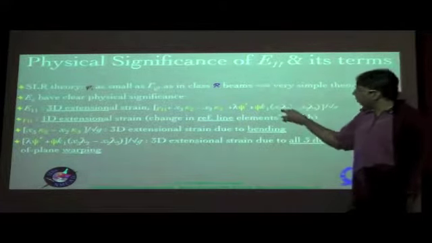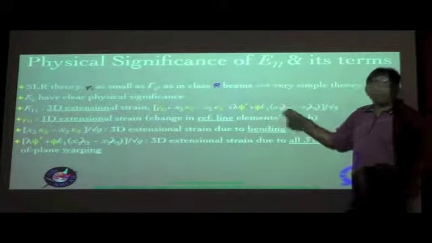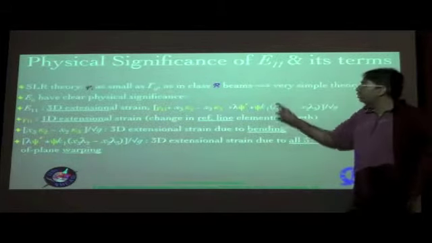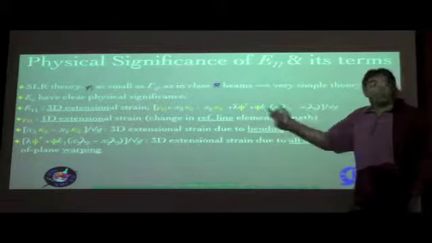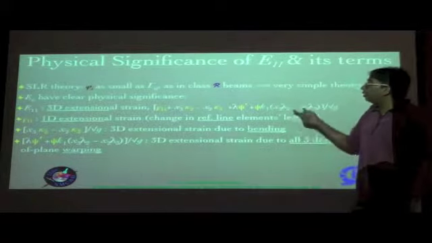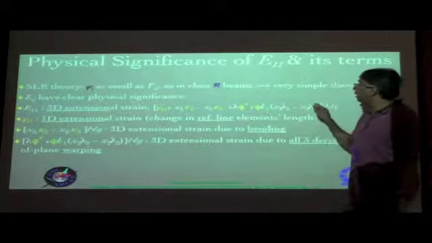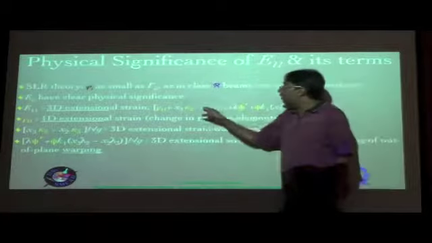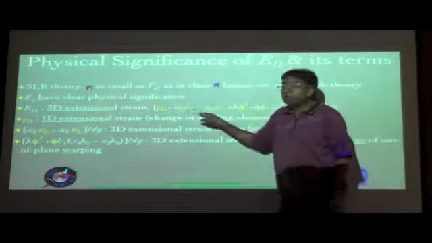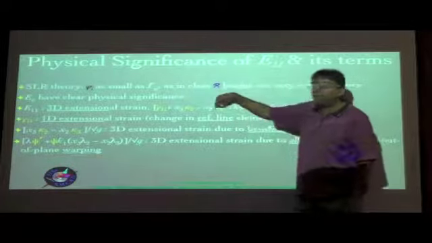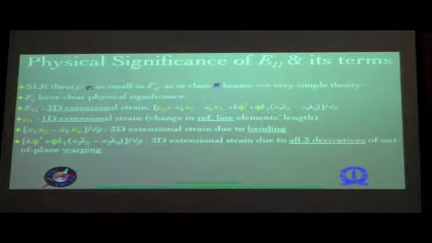But warping is small, and in turn it is multiplied by the pre-twist, which is also small. So therefore, a product of two small quantities again makes it a much smaller quantity. So in other words, typically the contributions of these terms are smaller compared to the contributions of these terms due to the extension and the bending in the one-dimensional sense.